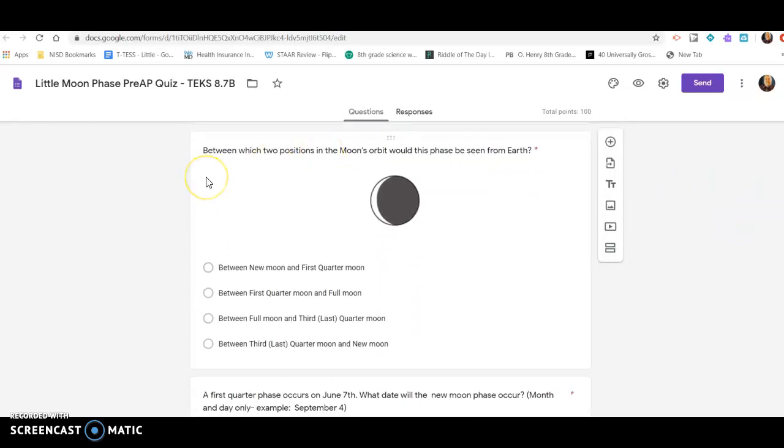Next question. Between which two positions in the moon's orbit would this phase be seen from Earth? Would it be between the new moon and the first quarter moon? Between first quarter moon and full moon? Between full moon and third or last quarter moon, or between the third last quarter moon and the new moon?